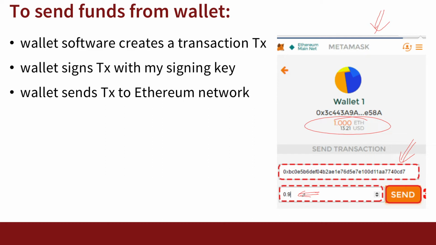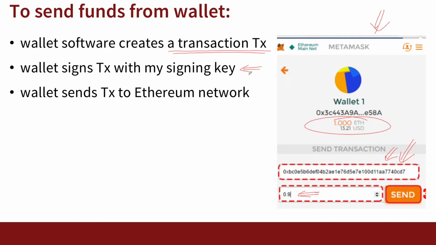And the question is, what happens once we press the send button and the funds are supposed to be sent out? What does the wallet actually do? Well, the wallet software will create a transaction, in this case an Ethereum transaction, of the format that we saw before. Basically, it says, I want to send 0.9 Ether from my address to the address specified over here. And I'm going to sign this transaction. It's going to use the secret signing key that's stored on my client to sign that transaction that authorizes the transfer of the funds.